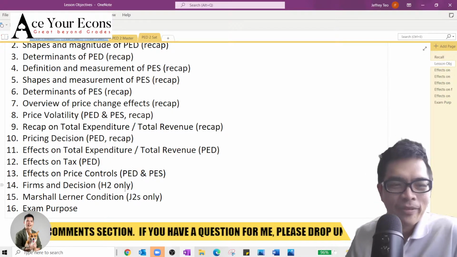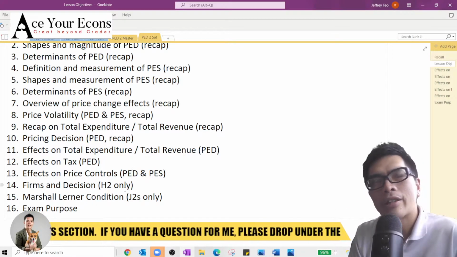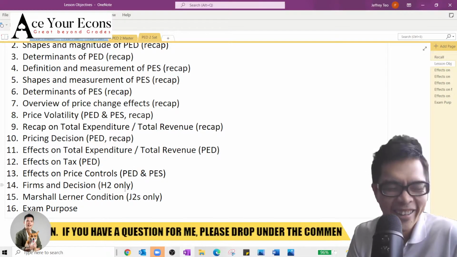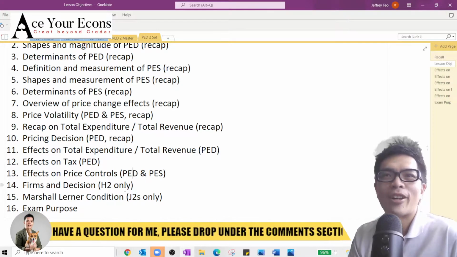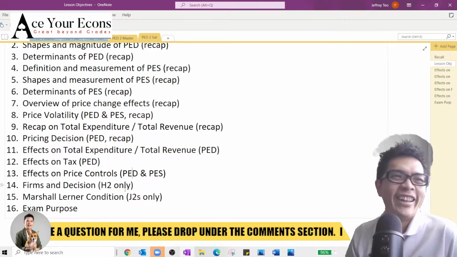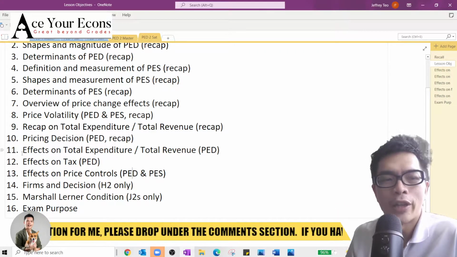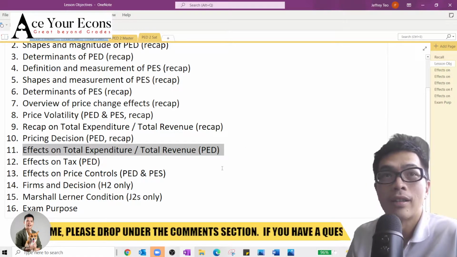Marshall Lerner Condition is a second year topic. I will briefly touch on that as well. I think Cheryl asked me this before. It's related to PED and PES. But today, if you forget everything, item 11 is the most important. Clear? I'll spend more time here.